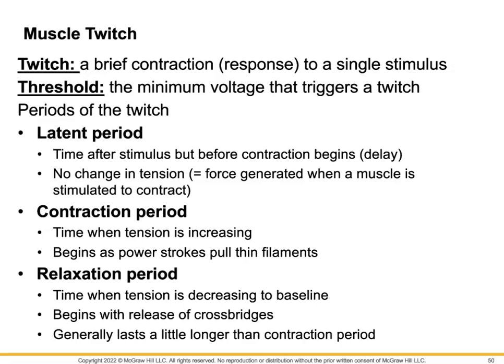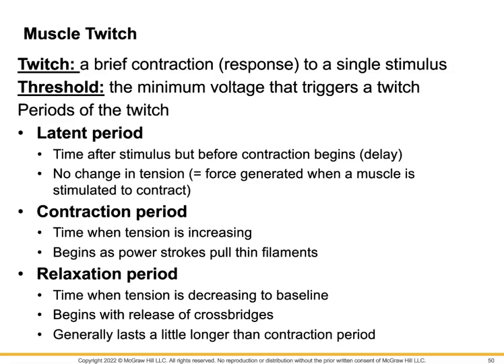Now, there are three phases to a muscle twitch or contraction, and that is the latent period or lag period that occurs after the stimulus has hit the muscle cell, but before the contraction begins. Now, there's no contraction during that time, so there's no change in the muscle fiber length.